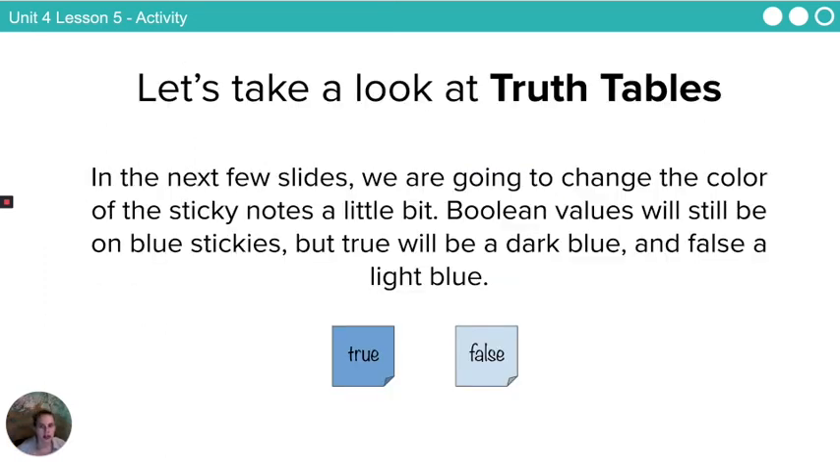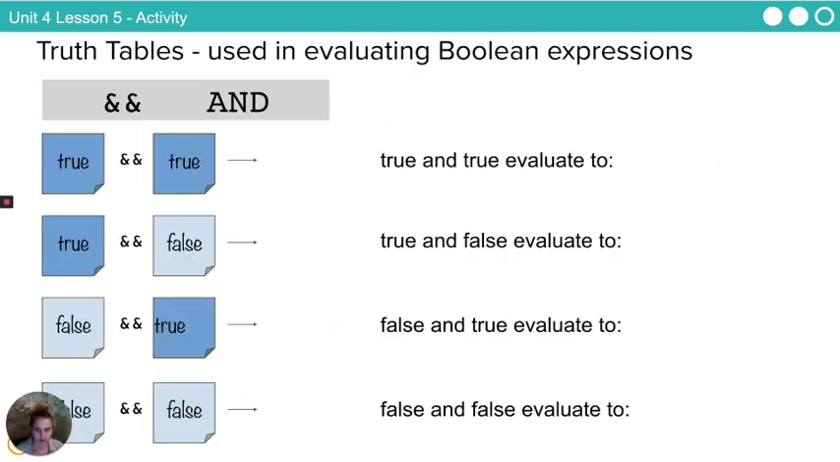So we're going to take a look at something called a truth table. In the next few slides, I'm going to change the color of the stickies just a bit. So these are going to be your blue stickies. True is going to be a dark blue, and false is going to be a light blue. I'm going to show you something called a truth table, which you can think of as kind of a graphic organizer for how to think about these and, or, and not statements.